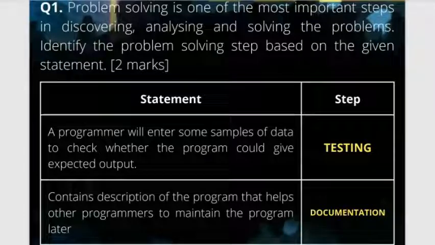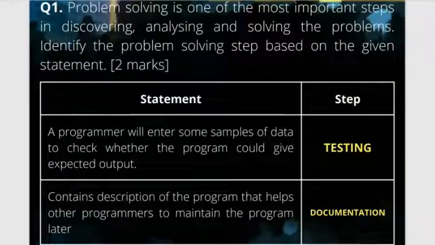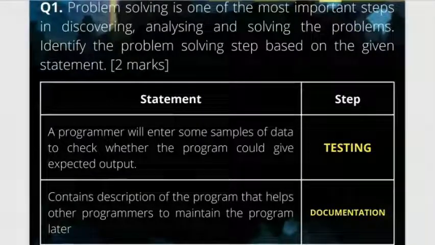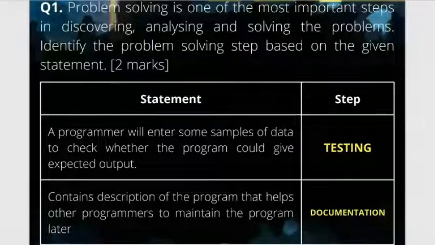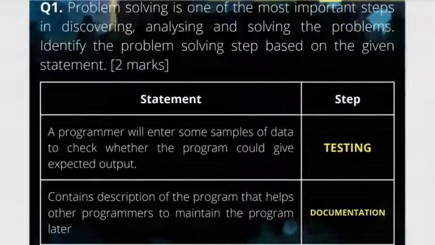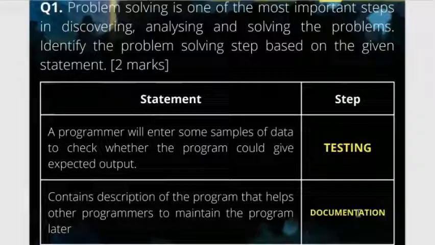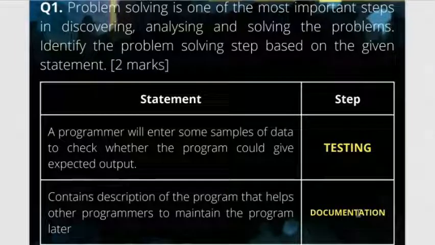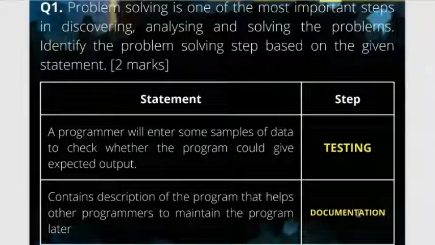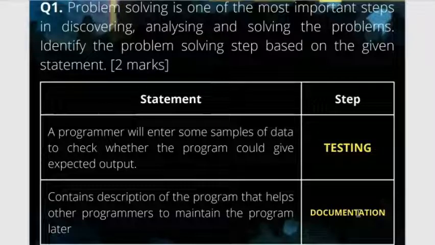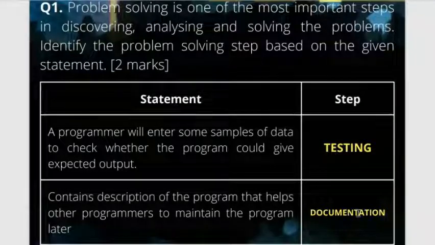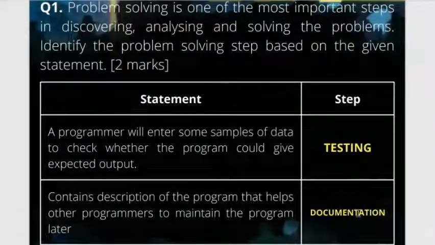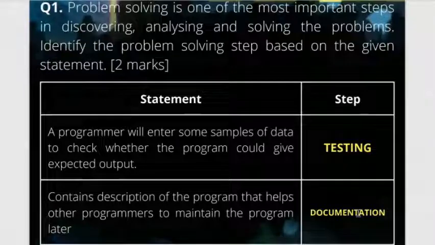Next statement is it contains description. Okay, description, a keyword here, of the program that helps other programmers to maintain the program later on. So the step involved is documentation, or the last step, because after the programmer writes the coding, they have to make documentation or description of the program so that other programmers can understand it. And after that, they can continue maintaining the code or program. So far, do you have any question for question 1?